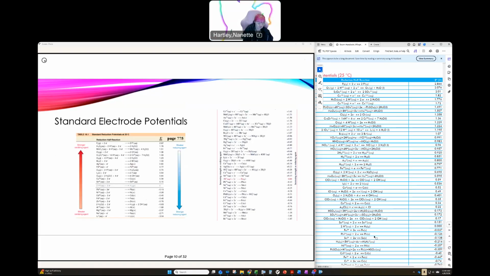So again, we have tables of these things. These guys are stronger oxidizing agents. They're better at causing oxidation because they are very easy to reduce because they're up here in the table. Okay. These are weaker reducing agents, stronger reducing agents at the bottom. Okay, so that's what we're talking about.